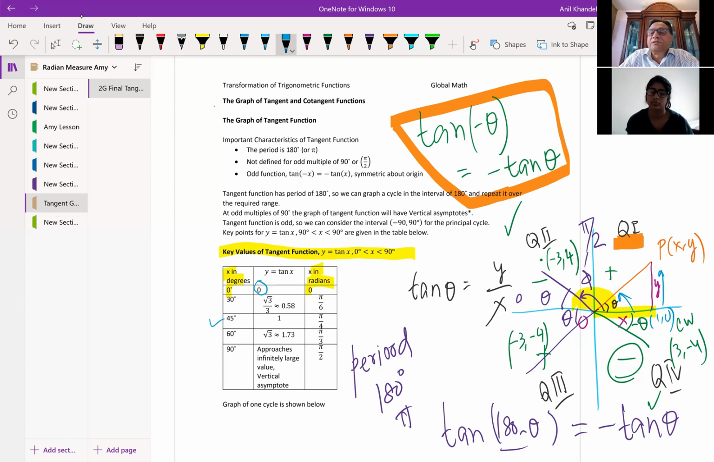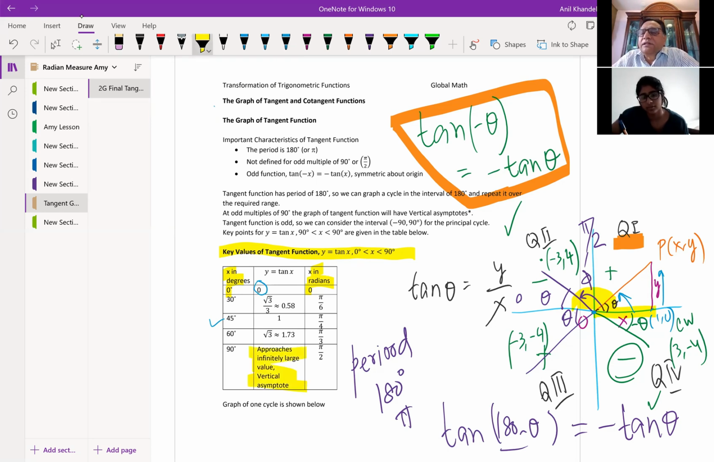And for 90 degrees, the adjacent side has now become 0. If you divide by 0, what do you get? Undefined. That is an undefined error. Vertical asymptote. Do you see that? So we have a vertical asymptote, a very important thing to understand at 90 degrees.